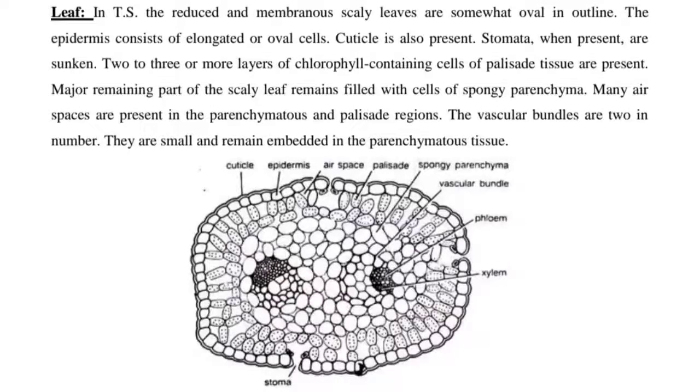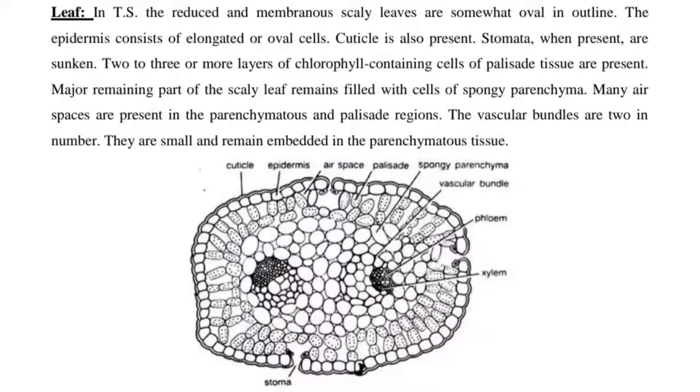Leaf. In TS the reduced and membranous scaly leaves are somewhat oval in outline. The epidermis consists of elongated or oval cells. Cuticle is also present. Stomata, when present, are sunken. 2 to 3 or more layers of chlorophyll containing cells of palisade tissue are present.